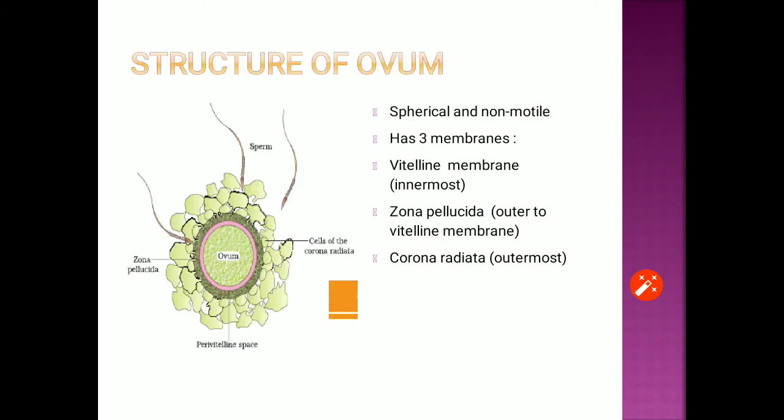Now the structure of the ovum. As you are able to see, it is surrounded by the zona pellucida and corona radiata. These are the outer layers through which the sperm penetrates to reach the ovum. The ovum is spherical and non-motile. It has three layers: the vitelline membrane, the innermost, the zona pellucida, and then the corona radiata.